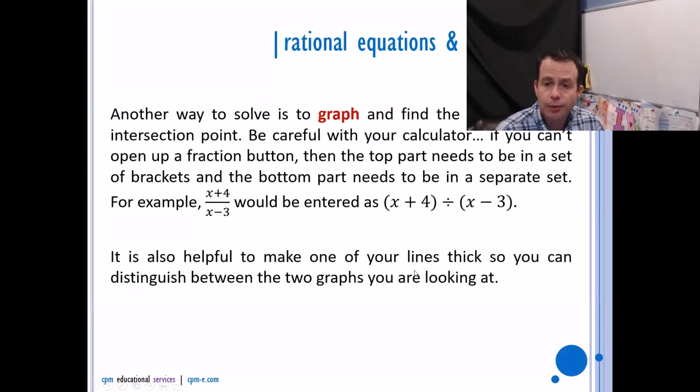It's also helpful to make one of your lines thick so you can distinguish between the two graphs you're looking at. If you have a TI, you can make one line thick by going in your y equals equation, left click over until you get to the other side of y, and it will start flashing. If you hit enter, it'll change that to a thick line. If you are a Casio, you'll press Tool and then Style, and then F2 will make it a thick line for you.